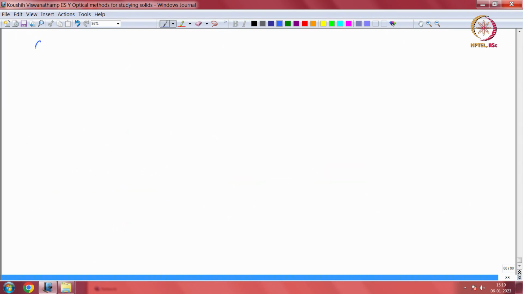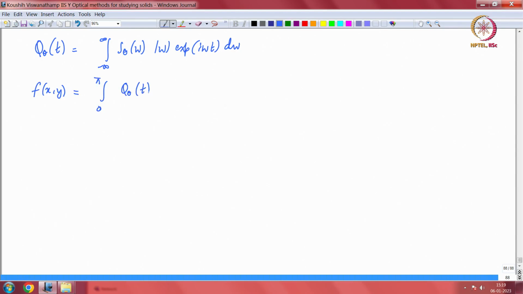So, what do we have? We have q theta of t is this expression, and we have f of x y is 0 to pi q theta of t, let me write this explicitly, with t equal to x cos theta plus y sin theta, d theta. So, let us look at what these two expressions are telling us geometrically.